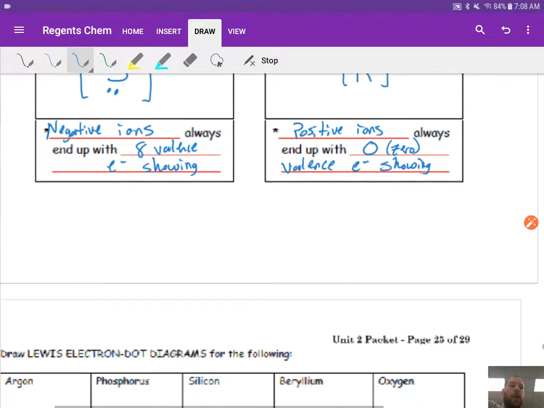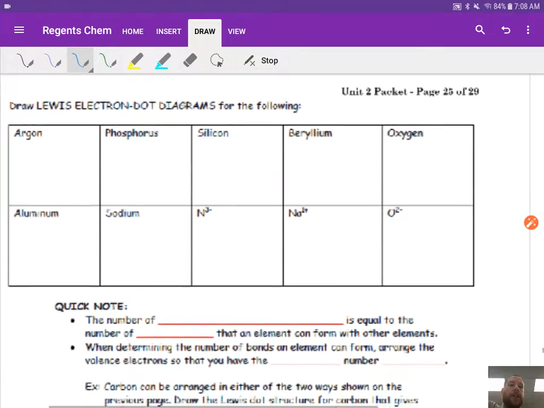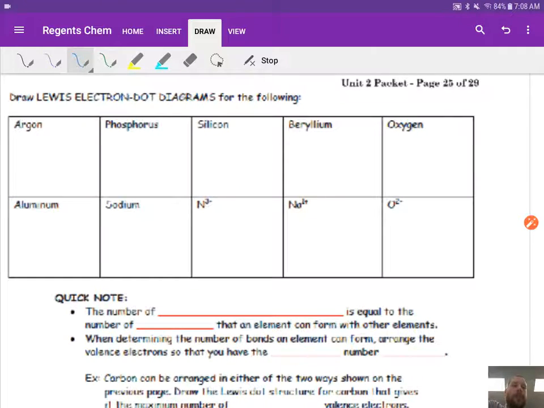All right, so I want you guys to pause the video right now, and I want you to go through and do these 10 elements, then come back and check your work, okay? All right, so I'm going to kind of go through these a little bit quicker and kind of just show you the answers. All right, so argon has 8 if you look at it.